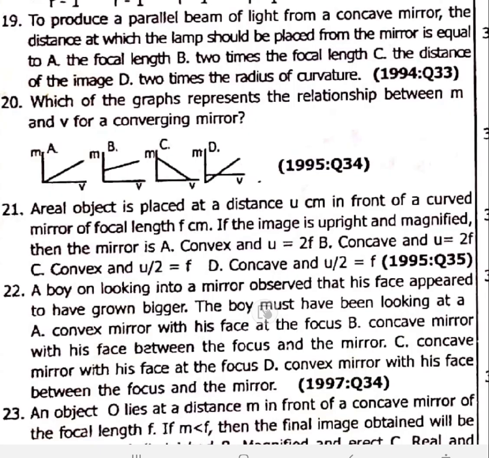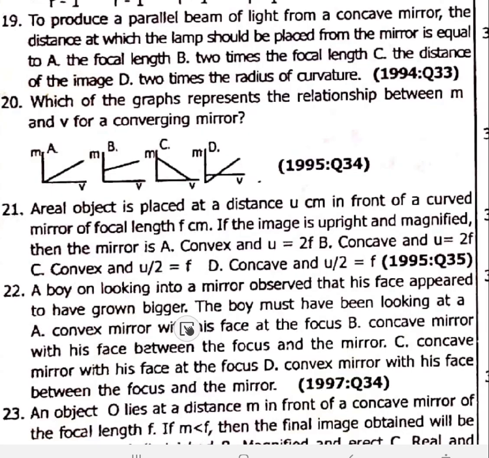They say a real object is placed at a distance in front of a curved mirror of focal length f centimeter. If the image is upright and magnified, option D, concave, and the focal length will be equal to the u over 2.